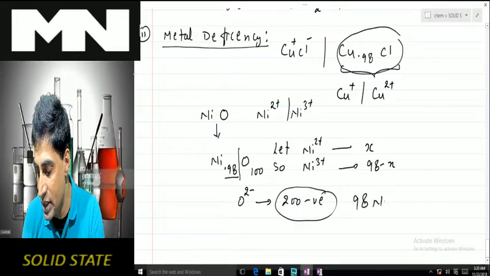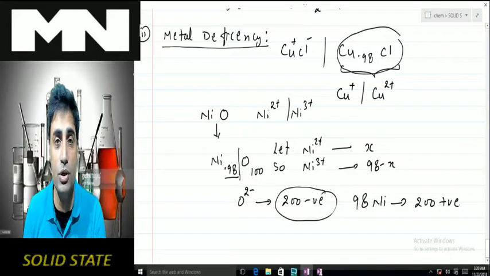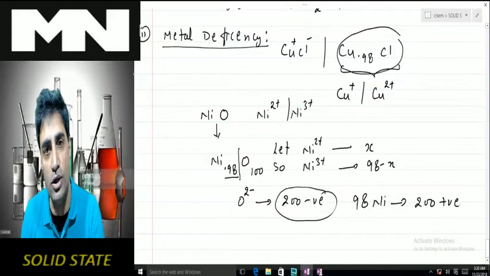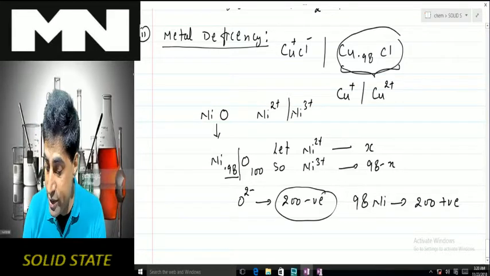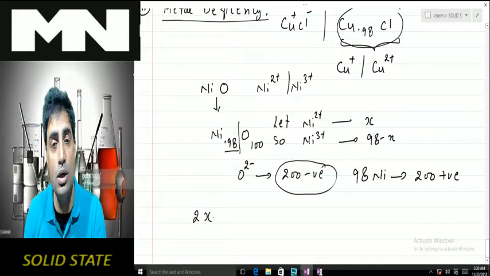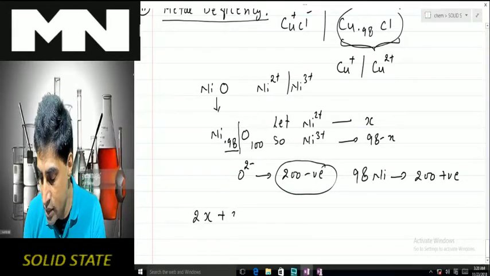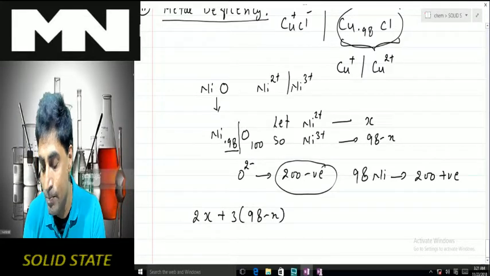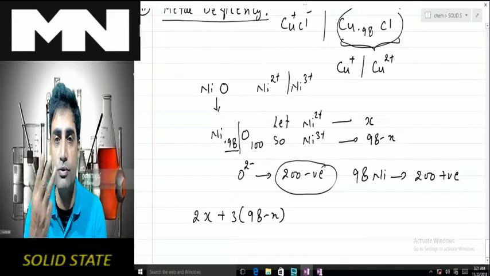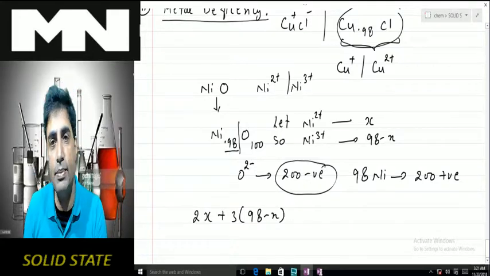98 nickel should have 200 positive charge. No matter whether they are 2 positive or 3 positive, their charge has to be equal to that of oxygen. That means 2 into X is the total charge because of 2 positive nickel, and 3 into 98 minus X is the total charge because of 3 positive nickel. See, the number of 3 positive nickel is 98 minus X.